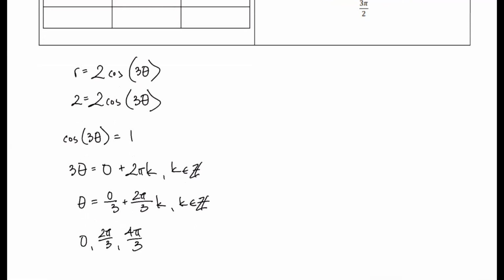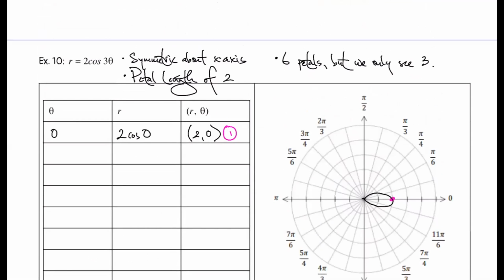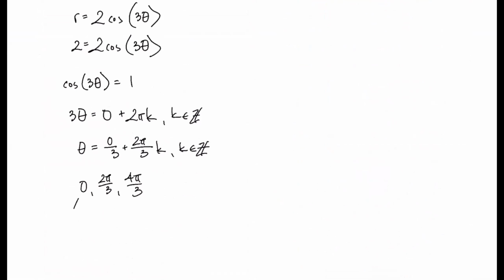Now there are 3 values here. That's actually really good because we said there were going to be 3 petals that we see, right? So if we got more than 3 answers, that might be a little suspicious because we know there's only going to be 3 that we see, right? So that means that 1 petal is going to be the first one we found, which is 2, 0. The second petal is going to be 2, 2 pi over 3, and the third petal will be at 2, 4 pi over 3. And those are the ends of the petals, right?